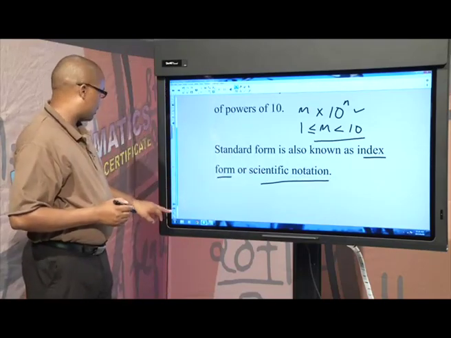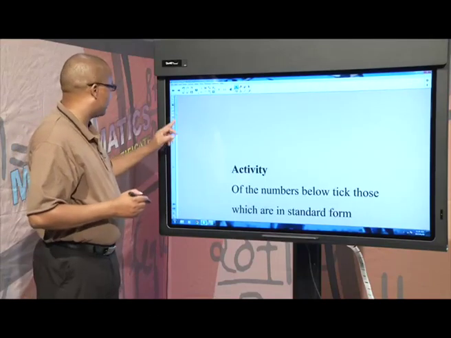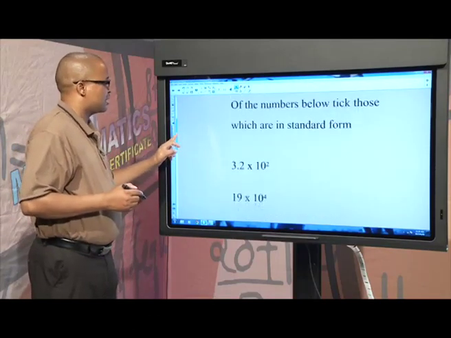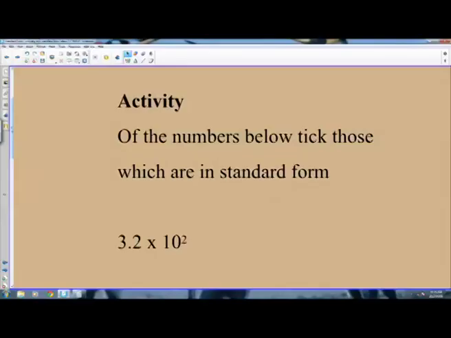Now, let us have a look at an activity which will help you understand what standard form is all about. It says, of the numbers below, tick those which are in standard form. So you are going to be given numbers here. The first one is 3.2 times 10 to the power 2. And then you need to tick those which are in standard form. But remember, what leads you into concluding that a number is in standard form is that it has to satisfy the condition m times 10 to the power n, and n is a positive or a negative integer.